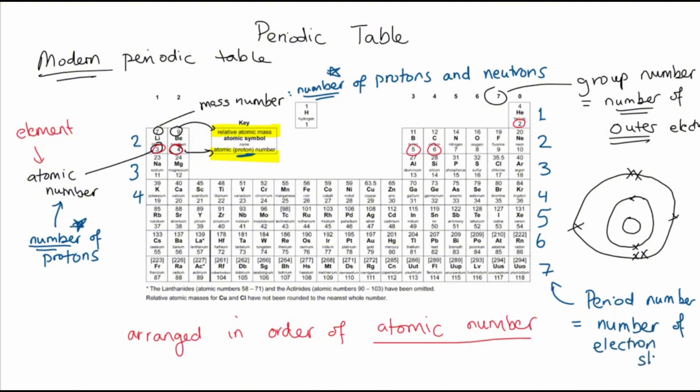Look at oxygen, for instance. Oxygen should have 2 electron shells. And look at the diagram. We've got the first one here. We've got a second one there. So it's got 2 electron shells.